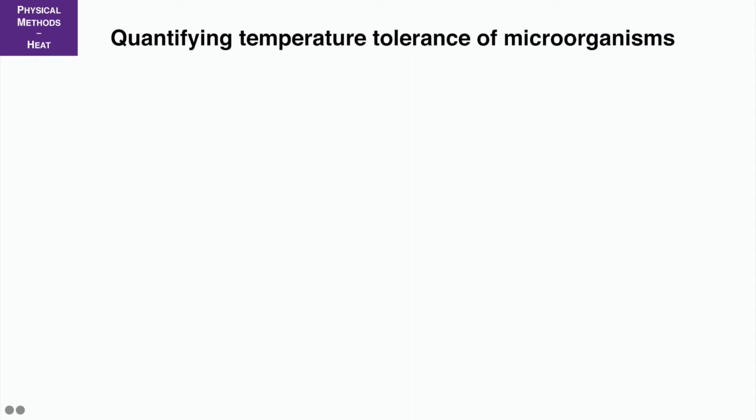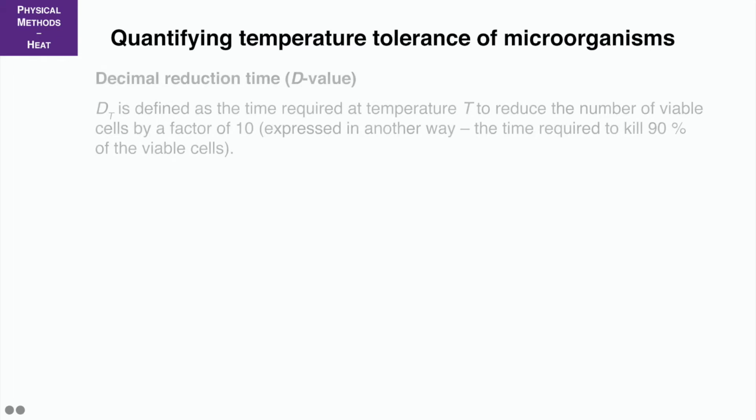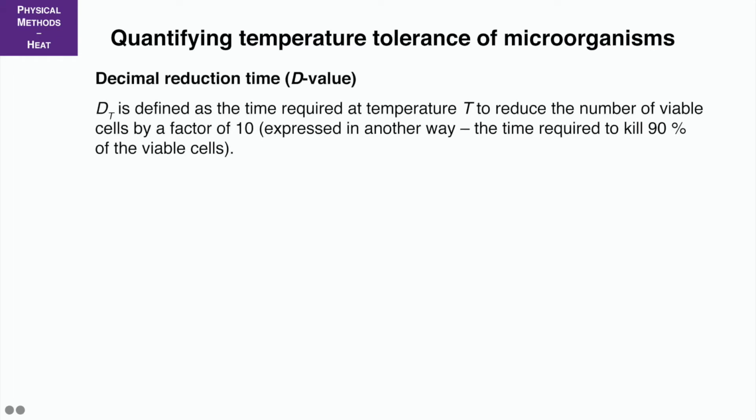Before taking a closer look at each individual thermal method of controlling microorganisms, it is useful to first look at how temperature tolerance in microorganisms is quantified. The most widely used metric to describe temperature tolerance in microorganisms is the so-called decimal reduction time, or D-value.